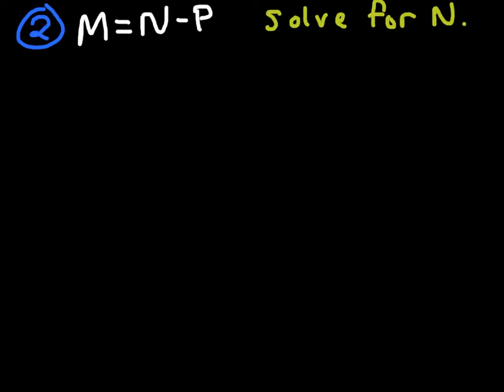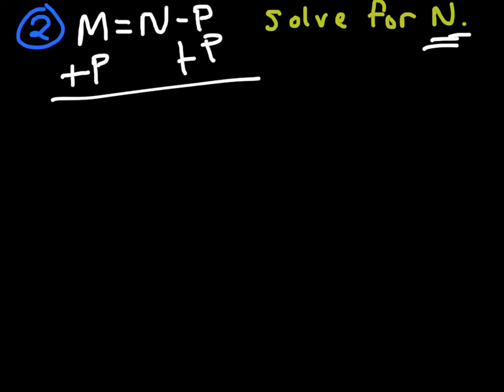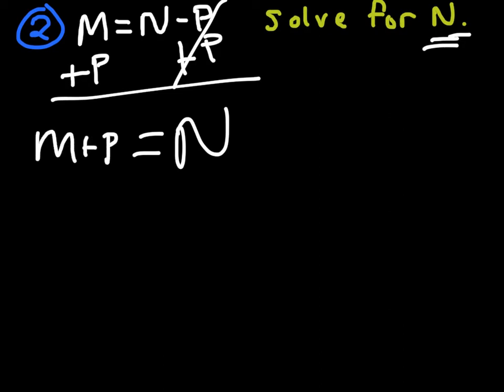Alright, the second one says M equals N minus P, and we're solving for N here. Again we have to get N by itself. And what's going on between our N and our P? Well, it's being subtracted, so we need to add our P to both sides to get rid of it. It does get rid of it on that side, so we're just left with an N over here. And then on our left side we just have M plus P. And that is the answer there.